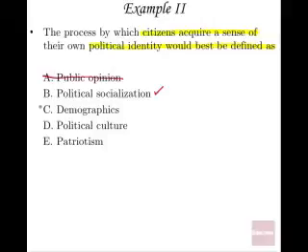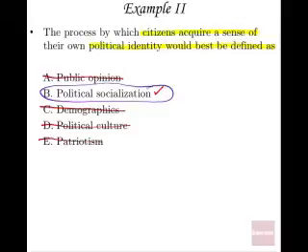Demographics might play a factor, but that's not how you become socialized in your beliefs. Political culture, this is what everyone believes, the accepted values and norms, but that's not the process by which you acquire your own political identity. Patriotism would not be the correct answer either. So the correct answer is political socialization. And family, how your family believed, or what political party your family was registered under, is a huge determinant in how you're going to end up voting, whether Republican, Democrat or independent.